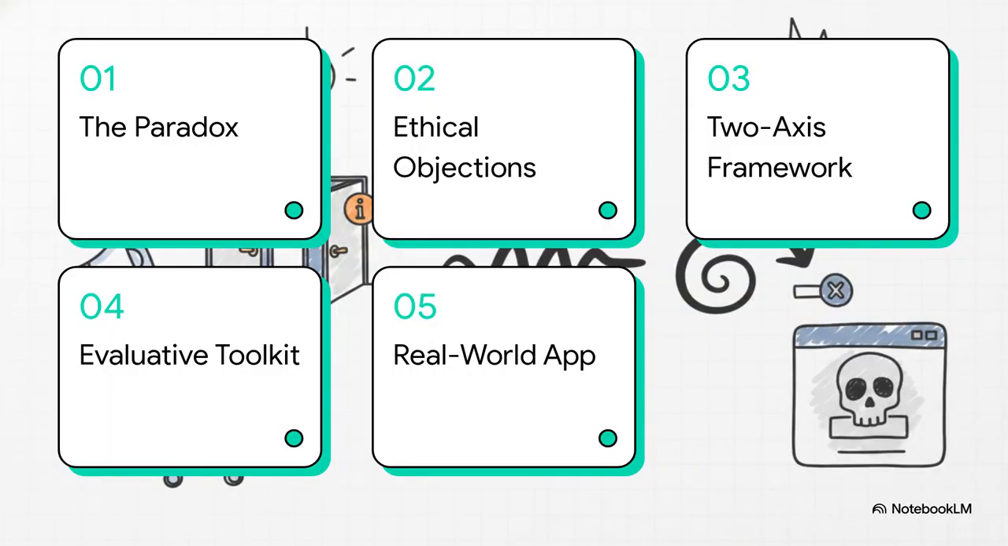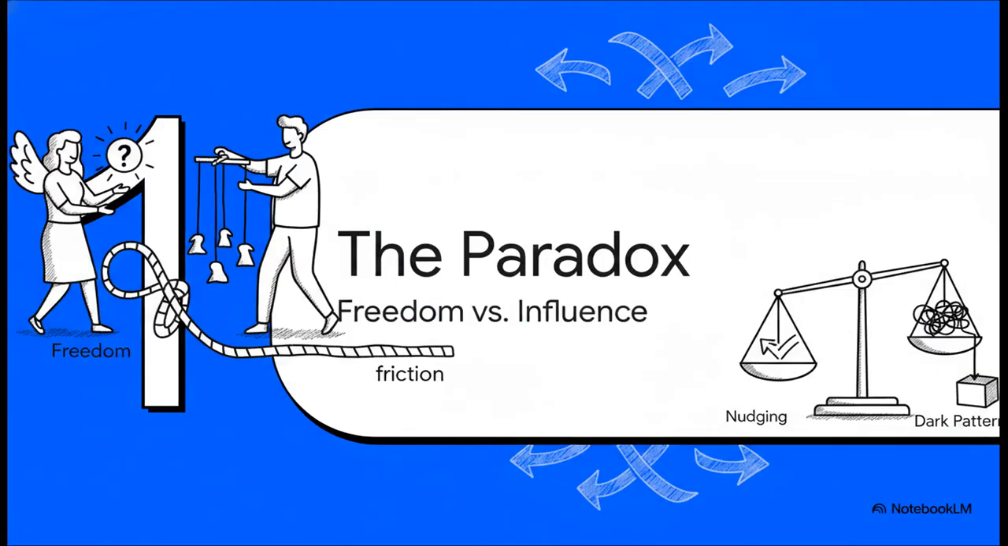All right, here is our cognitive roadmap for today. We'll start with the paradox, run through 4 ethical objections, look at the 2-axis framework, check out the evaluative toolkit, and finish up with some real-world applications. Okay, part 1, the paradox. Let's dive into the central friction here.